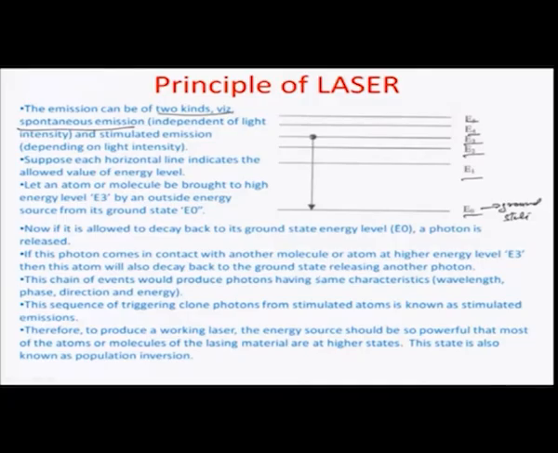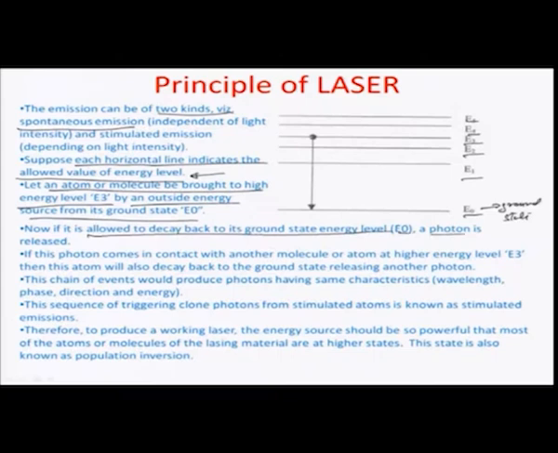Supposing each horizontal line here indicates an allowed value of the energy level, and an atom or molecule is brought to the high level E3 by an outside energy source from its ground state E0. If it is allowed to decay back to its ground state energy level E0, a photon is released.